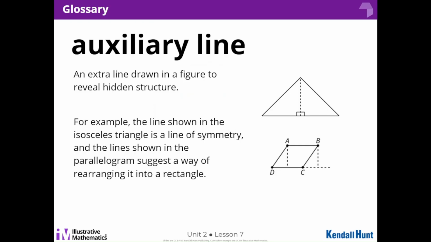For glossary terms, our first one is auxiliary line, an extra line drawn in a figure to reveal hidden structure. For example, the line shown in the isosceles triangle is a line of symmetry, and the lines shown in the parallelogram suggest a way of rearranging it into a rectangle.